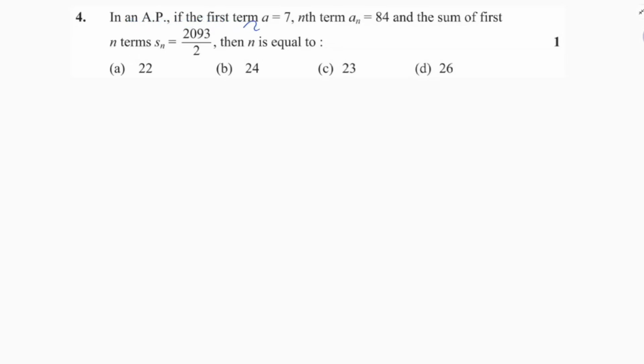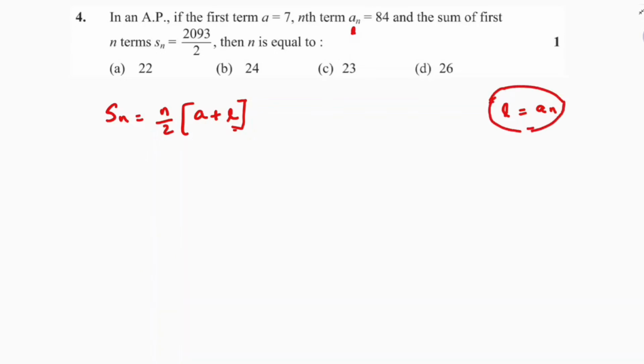In an AP, if the first term is 7, the nth term an is 84, and the sum of the first n terms is Sn equals 2093 by 2, then n is equal to? See here, we have the last term an, or you can write L. So the Sn formula is n by 2 times a plus L. In place of L is nothing but the nth term. So you can write it any way.